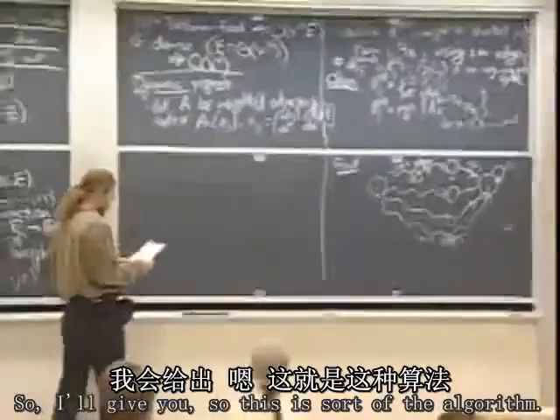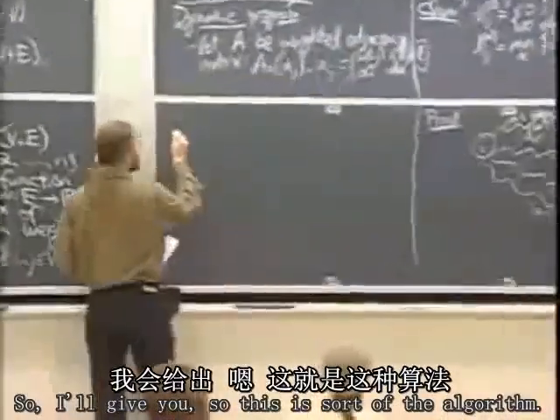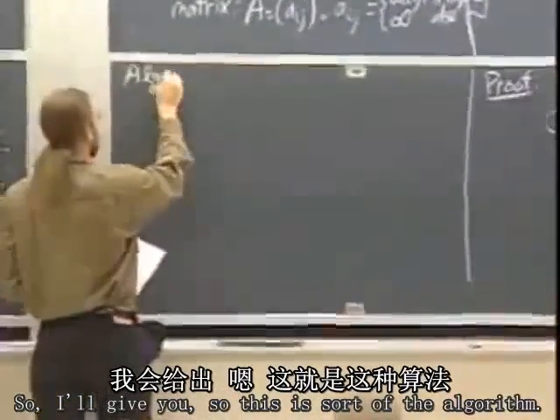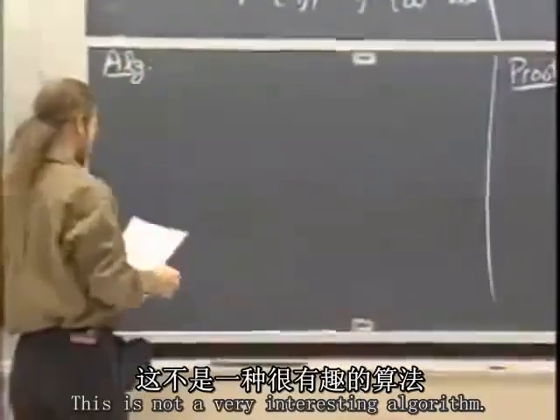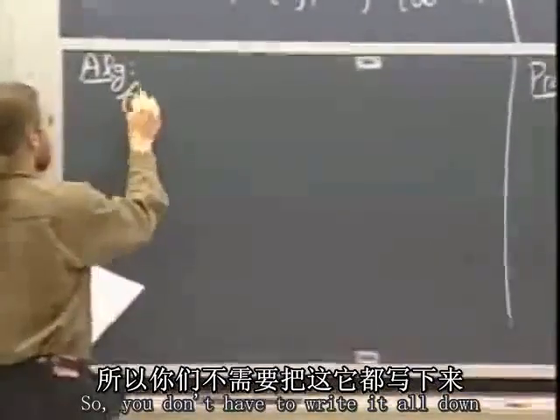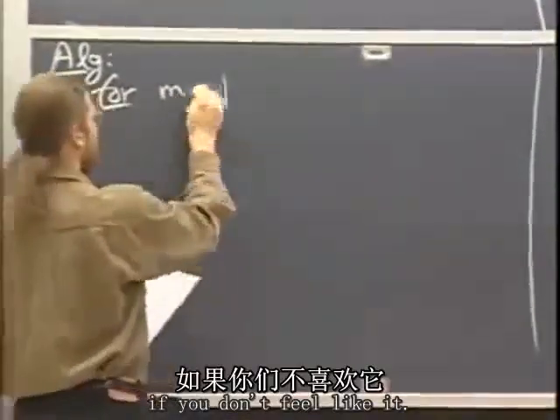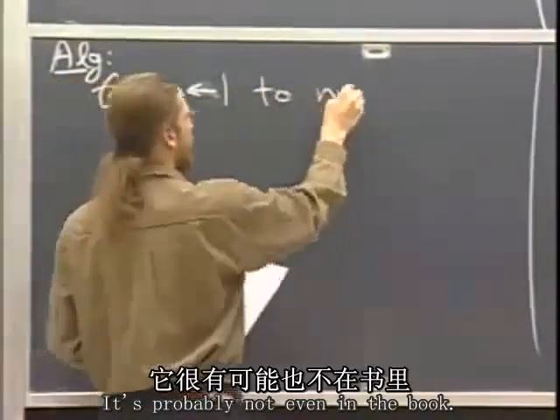So I'll give you, so this is sort of the algorithm. This is not a very interesting algorithm, so you don't have to write it all down if you don't feel like it. It's probably not even in the book. This is just an intermediate step.